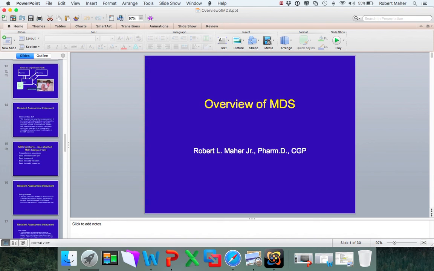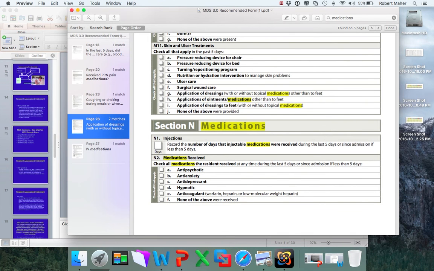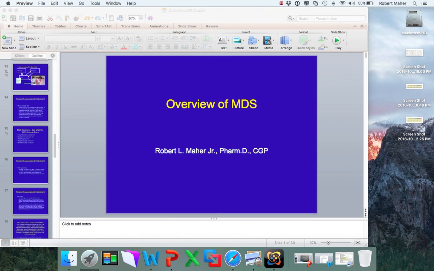So this is the overview of the MDS. Please take time to look at the recommendation, the MDS form itself. This is something that when you go to a nursing home to consult, you'd ask them where the location of this is. Sometimes it's located online. It's not necessarily always in the chart. Sometimes it has its own binder.